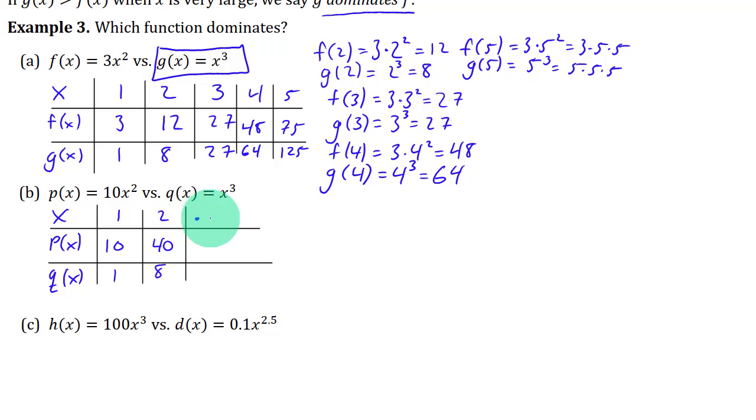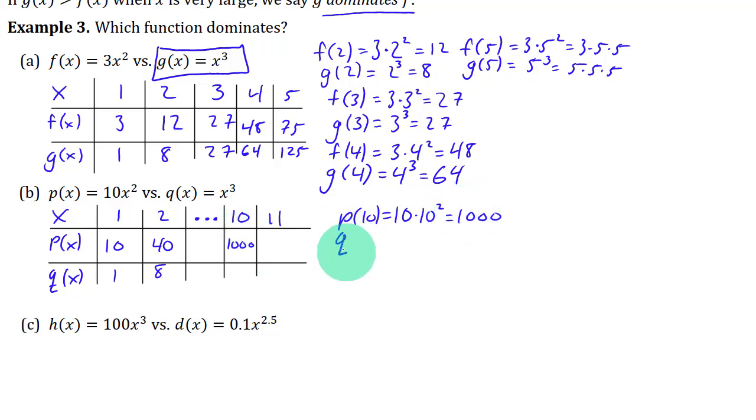But what we care about is the really large values of x. So I'm going to see what happens if we plug in 10 or 11 here. If you plug in x equals 10, p of 10 is going to be 10 times 10 squared, which is 10 times 100, which is 1,000. If you do q of 10, you're doing 10 cubed, which really just means 10 times 10 times 10. It's the same thing. It's 1,000.